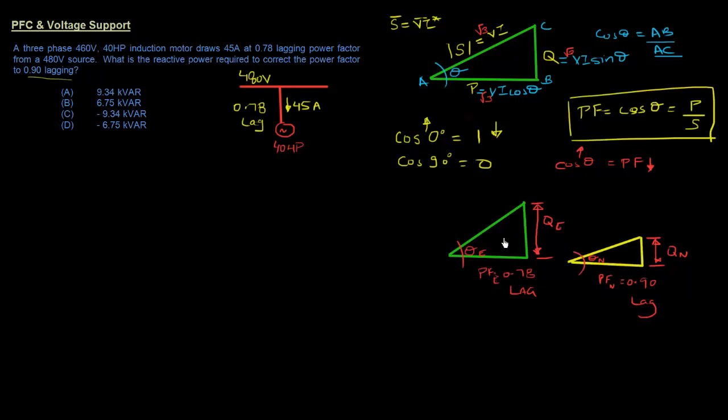So if we overlap these two, let us overlap these two power triangles. So this is the power triangle for the case where your power factor is 0.78, and then the power triangle for your power factor of 0.90 is going to become a lot smaller, right? And let's see what the Q values are. So this, let me just draw a straighter line there.